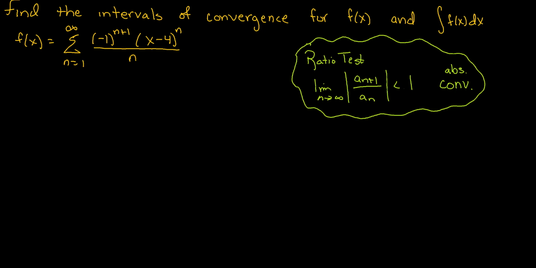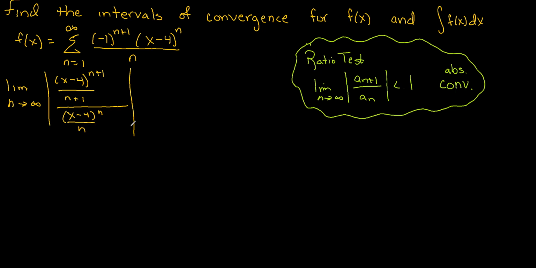I'm going to do my limit as n goes to infinity of a sub n plus 1, and I'm doing absolute value, so I don't even care about the -1. I'm going to do (x minus 4) to the n plus 1 power over n plus 1, all over (x minus 4) to the nth power over n. So I've got a fraction of fractions here. All right, so let's tidy this up a bit.